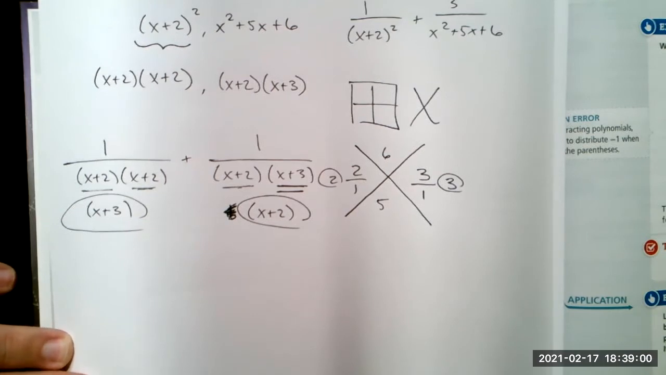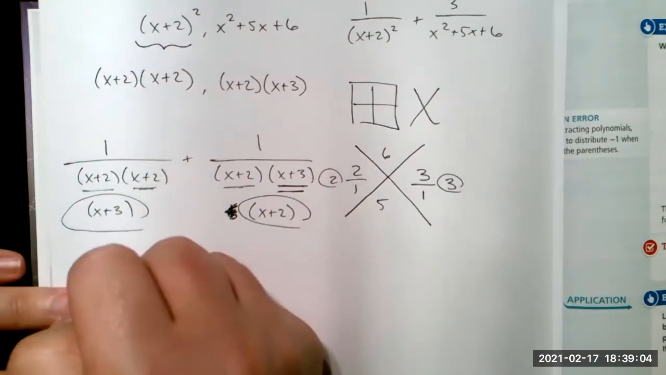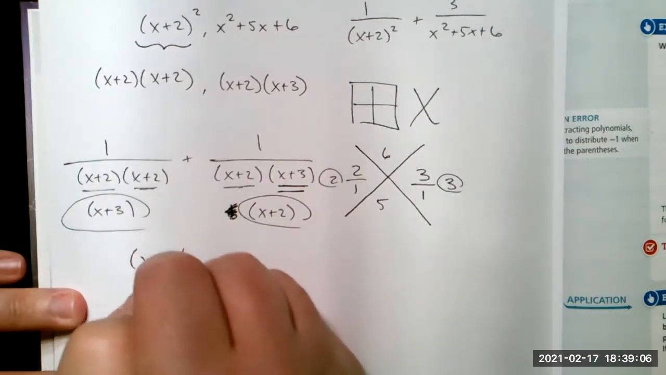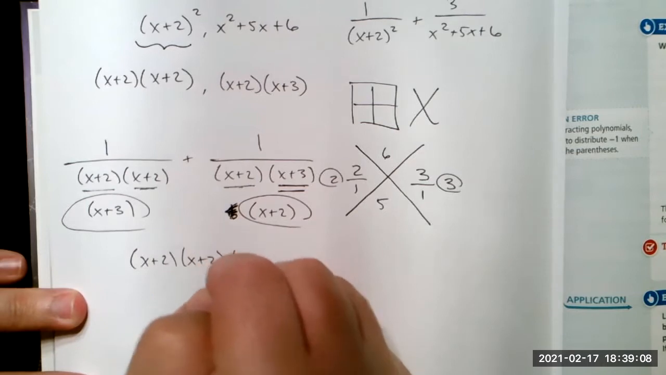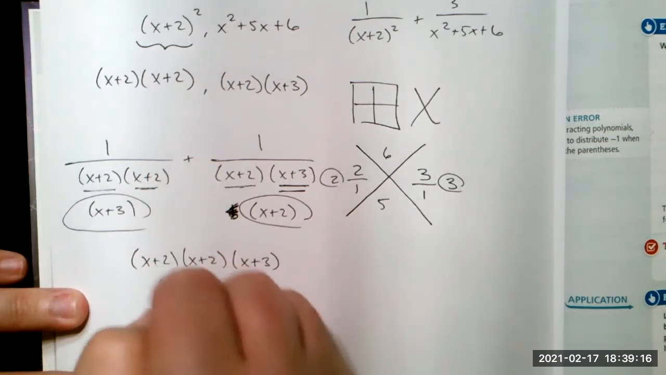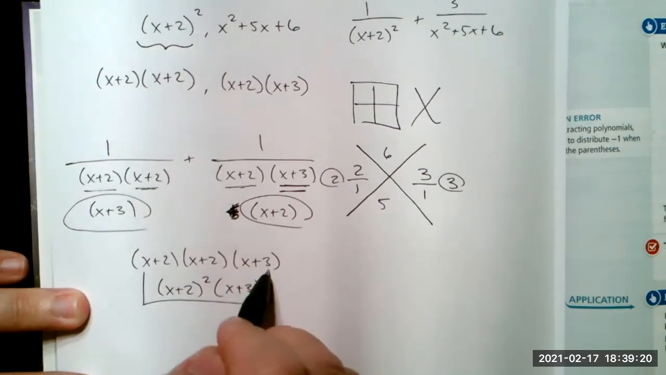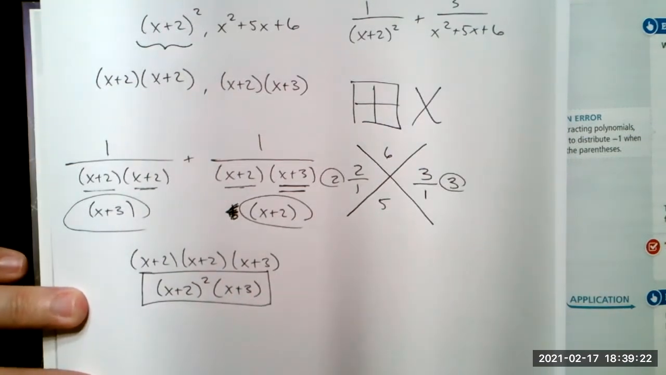So I think the least common multiple between these two expressions, between these two fractions, is going to be x plus 2 times x plus 2 times x plus 3. Again, you could shorthand that a little bit, x plus 2 squared times x plus 3, but that would be my least common multiple.